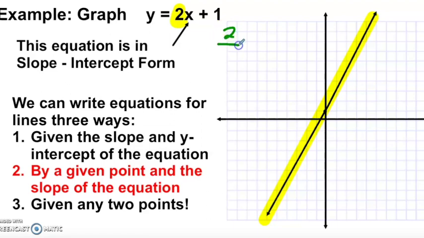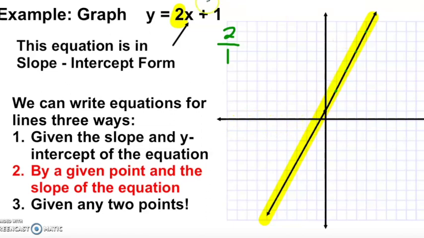So for every y that goes up 2, it's going to go over an x of 1. If I start at this point and go up 2 spots and over 1, it hits here. If I go up 2 more and over 1, it hits here, and again, it hits here. So the slope of this line is 2. It goes up 2 for every 1 it goes over. And when I'm reading the line from left to right, it's going up, so this is a positive slope.